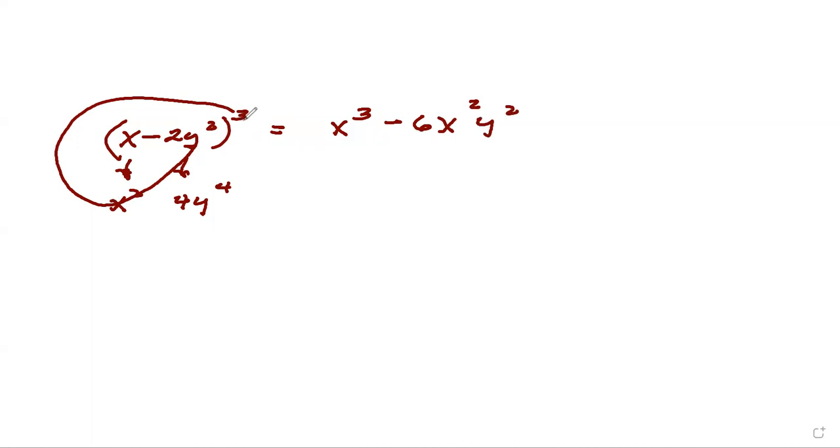Tapos, yung sa third term natin, ito naman ang loop. Okay, 3 times 4y squared times x. Kaya 3 times 4, that's 12, xy to the fourth. So, plus tayo ngayon. Okay, plus 12xy to the fourth.